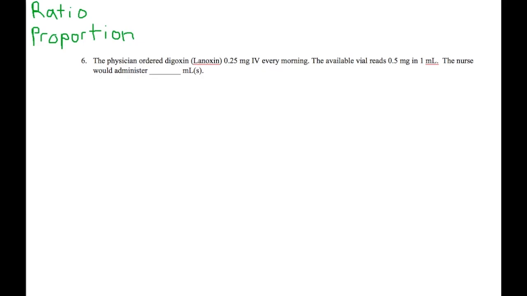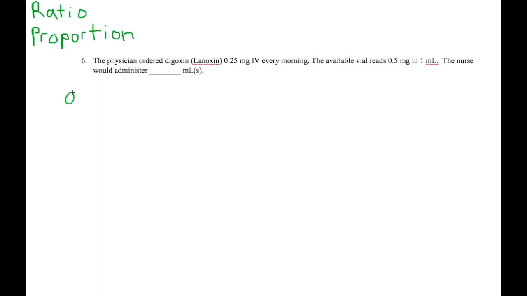For our final problem, we have a physician order for digoxin 0.25 milligrams IV every morning. The available vial reads 0.5 milligrams in 1 mil. The nurse would administer how many mils? This would be a good place to pause if you would like to try and solve this problem on your own before I work it out.